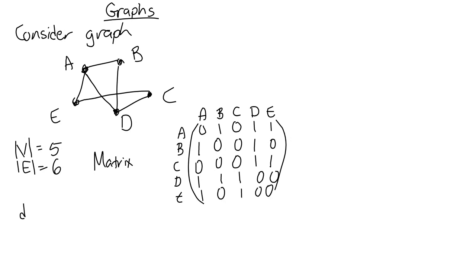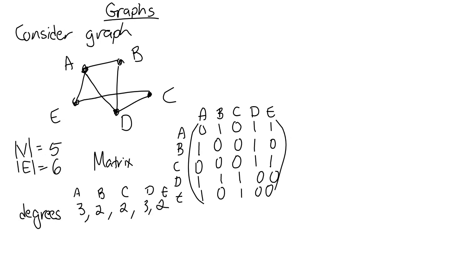Then we have degrees as well. The degree of A was 3. The degree of B is 2. The degree of C is 2 because there are 2 edges. D has 3 edges, and E has 2.